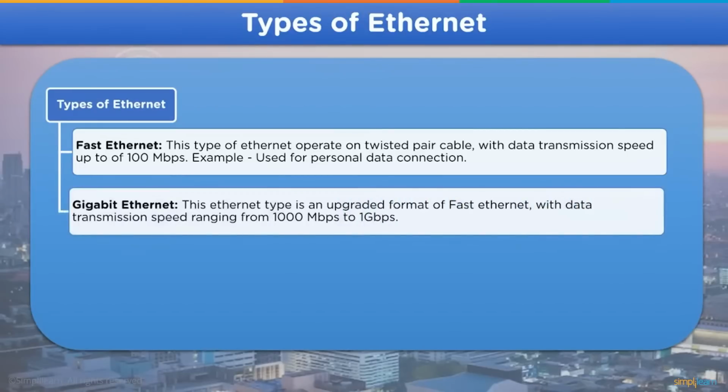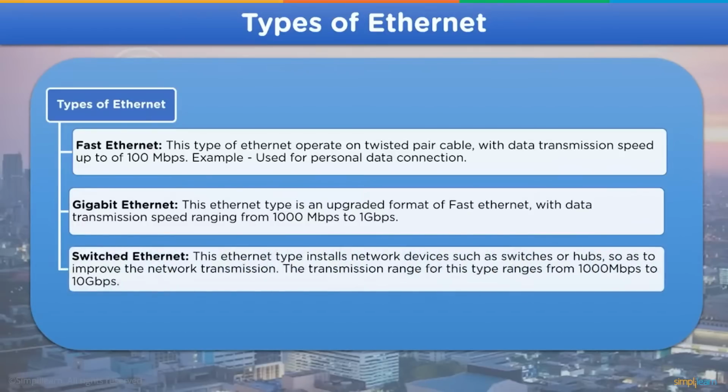Moving on, we have Gigabit Ethernet. This connection is used for high-speed internet connection with a speed ranging from 1000 Mbps to 1 Gbps. It is an upgraded form of fast Ethernet. And the last type is switched Ethernet. This Ethernet type installs network devices such as switches or hubs so as to improve the network transmission. The transmission range for switched Ethernet connection is around 1000 Mbps to 10 Gbps.